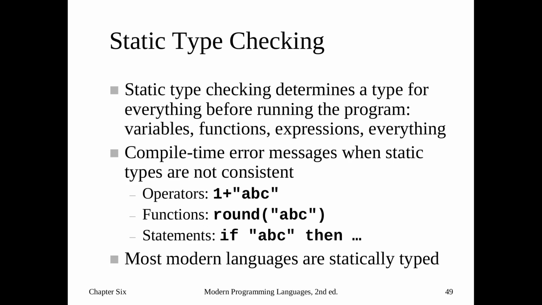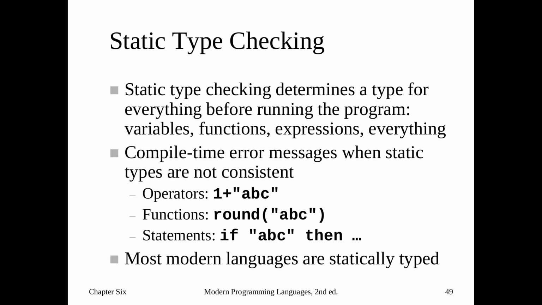For example, operators: if I say 1 plus the string ABC, it will cause an error, right? Because there's no way to add ABC as a number to 1. On the other hand, if I flip that around, ABC plus 1 probably will work. We can also say we can't round the string ABC. That doesn't make any sense. And then we have if ABC then... resolved to? ABC is a string. It's not some sort of Boolean value or something I can evaluate. Although, for example, in Ruby, we could evaluate that.